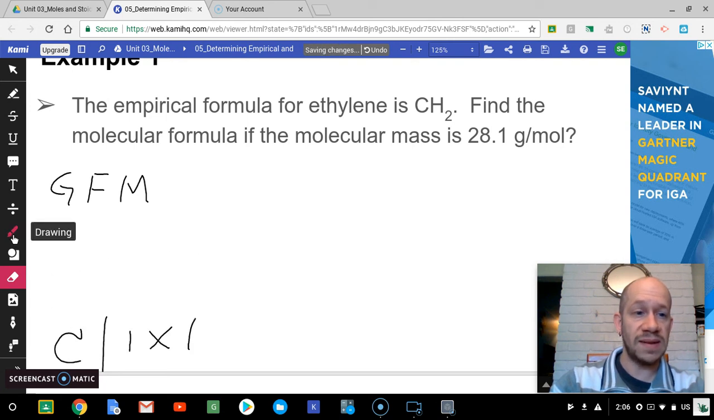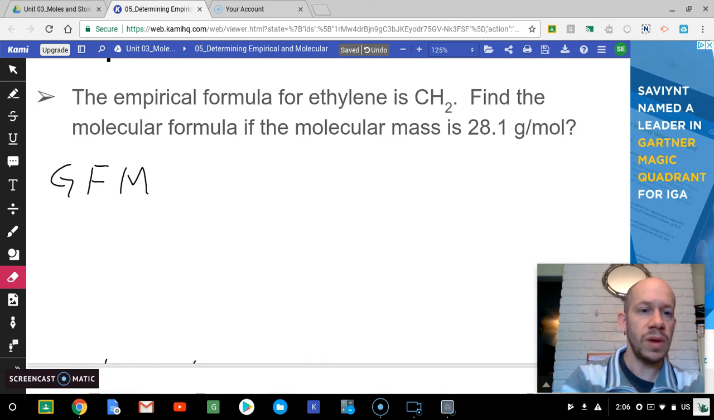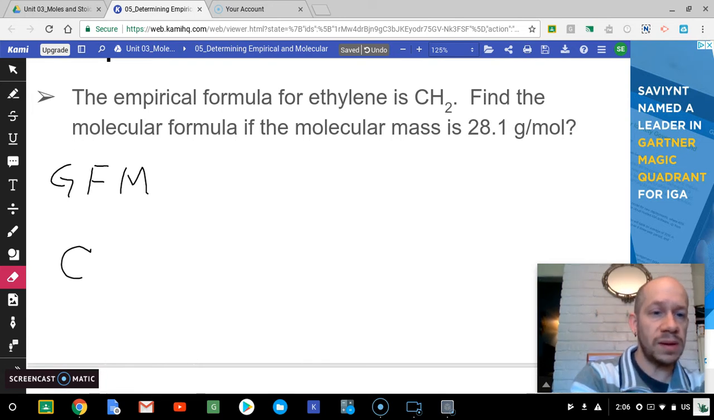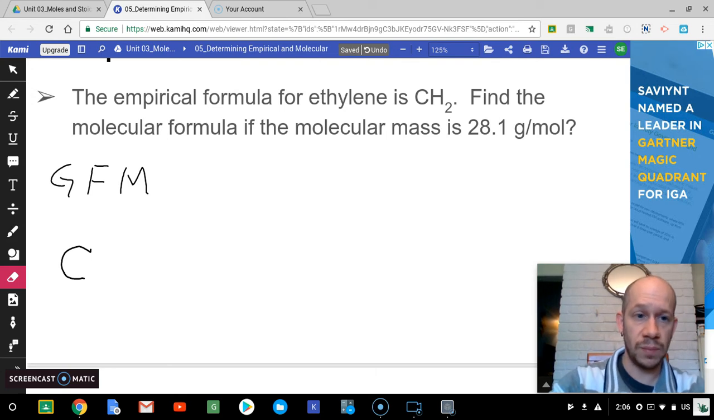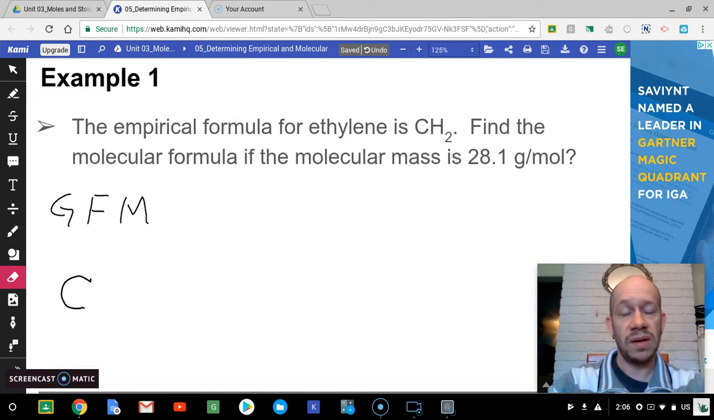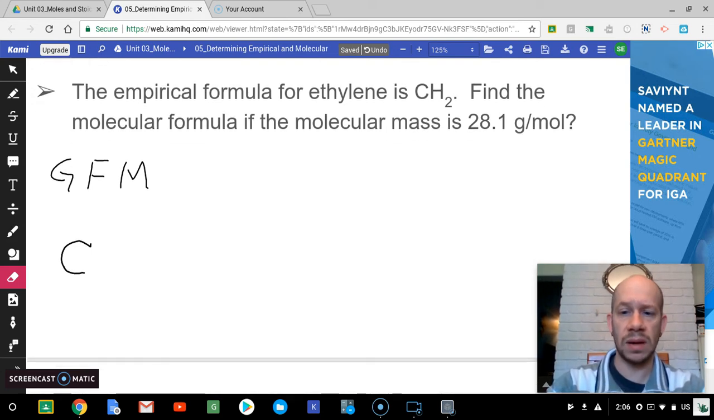What are you doing? So carbon, I have 1 carbon. I don't know what's happening. Why are you doing this? I have one carbon. I'm not going to redo this.